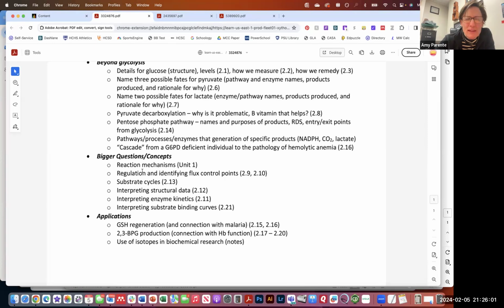Talking about how you regulate metabolic pathways and identify flux control points. Really, you're just looking for large negative delta G values. Those are going to be good targets for regulating metabolic pathways. Related to that are substrate cycles. You often have substrate cycles where, like for glycolysis, steps 1, 3, and 10, that's where we have large negative delta G values. So if we want to reverse that sort of chemistry, we can't use the same enzyme and we can't use the same pathway because it was downhill.